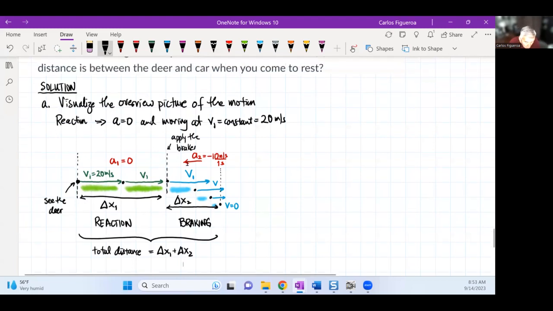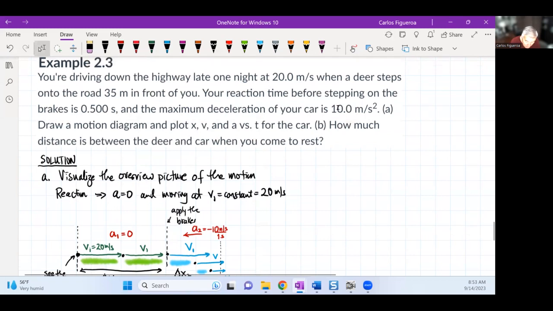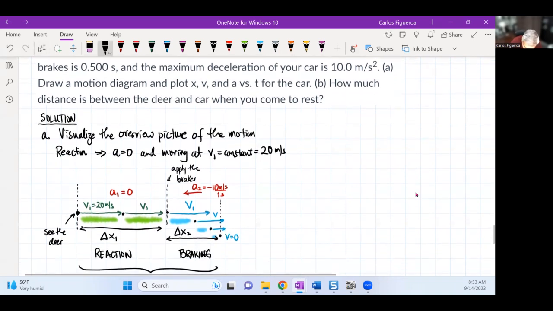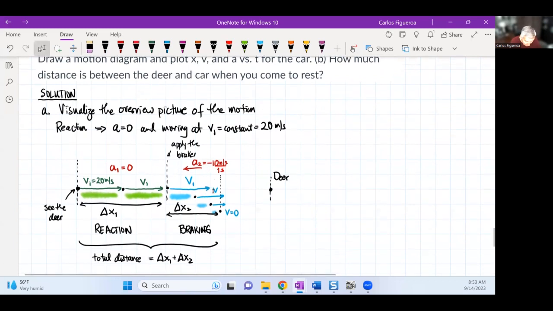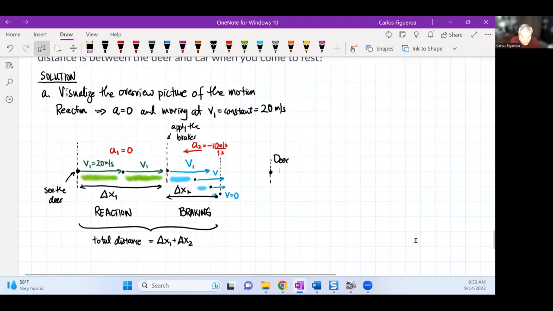And because of the wording of this problem, we don't hit the deer, because they're asking us for the distance between the deer and the car. So somewhere over here at this point is where the deer is located. That's what our picture is telling us right here. So I can now draw a motion plot for this situation.